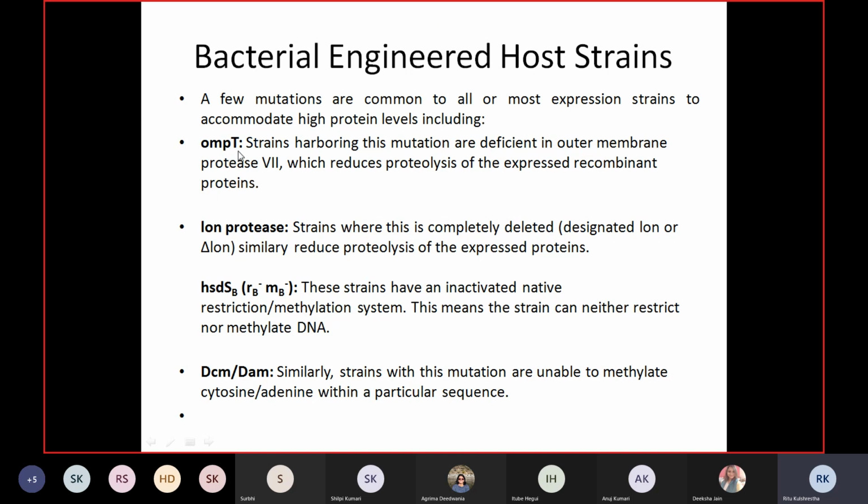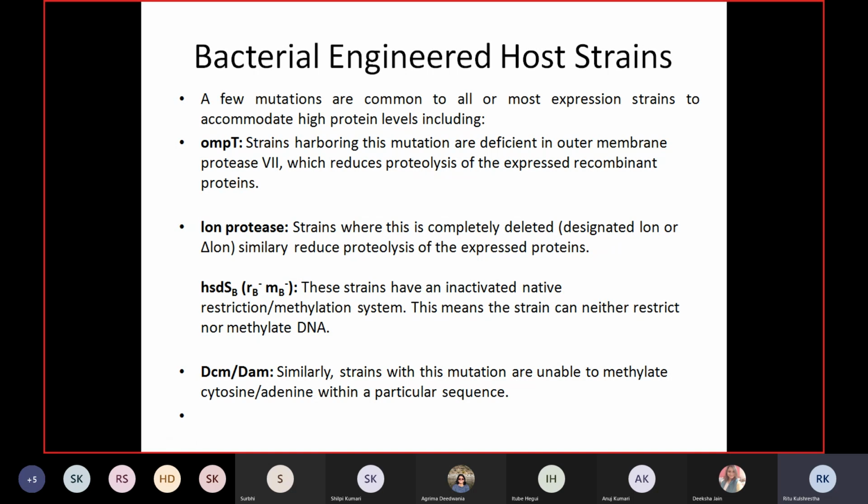So let's see the OMPT. Strains which are harboring this mutation are deficient in outer membrane protease 7, and why it has been engineered so that this protease is not produced or is not functional is because we don't want the proteolysis of the expressed recombinant protein. So many of the engineered host strains that are commercially available in the market, you will find that they have a mutation in this gene or in this gene for a similar purpose, or in these genes which are mentioned here. Please go through all these points.